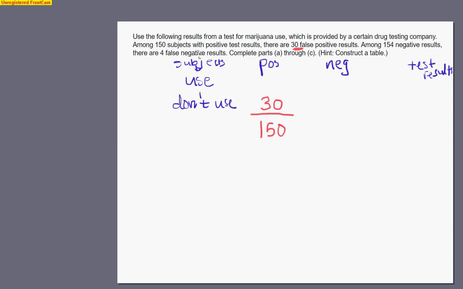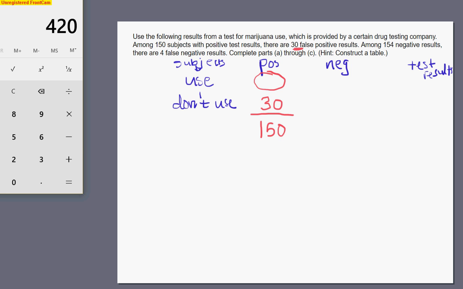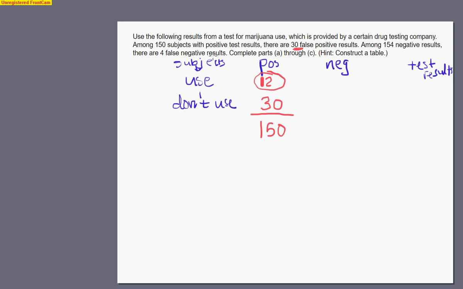All right, so how do we figure out these guys here, these remaining people? We can go to our calculators and we can take the total 150 people, subtract off the 30 people, which will give us the 120 people who had those correct scores. Correct. They use the drug and they tested positive. So that's the way it should be.